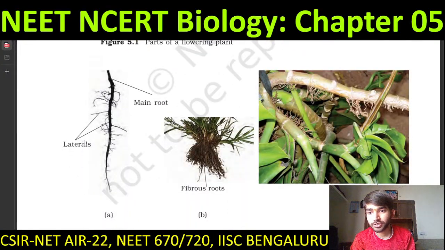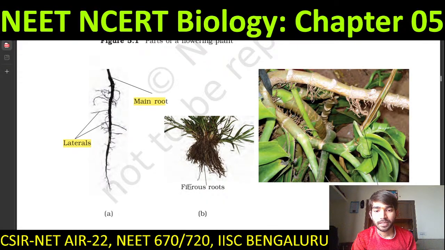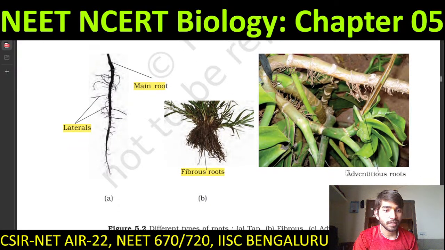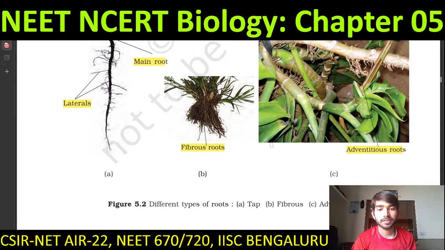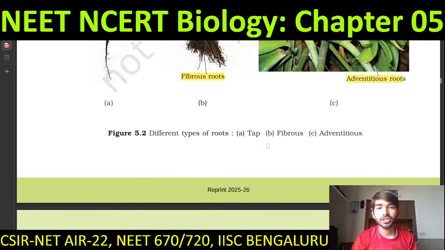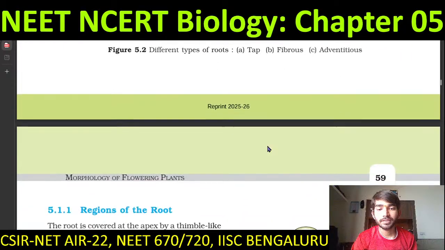So here is the structure of the taproot system. These are the lateral appendages. This is the main primary root. This is the fibrous root seen in the case of monocots. And these are the adventitious roots seen in the case of grasses, monstera, and banyan tree. So remember these examples. While I'm teaching, keep revising all these things so that by the end of the lecture, you will remember most of the things.